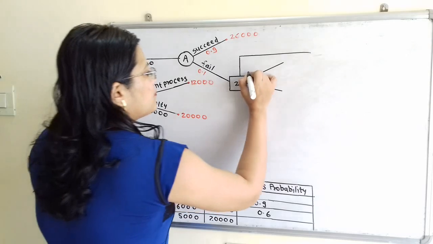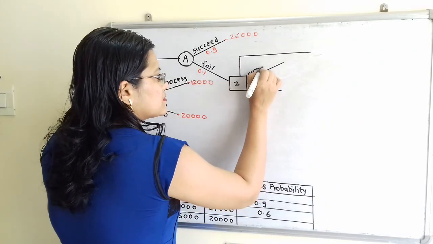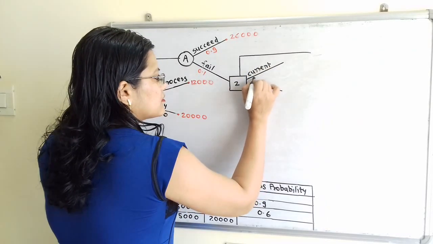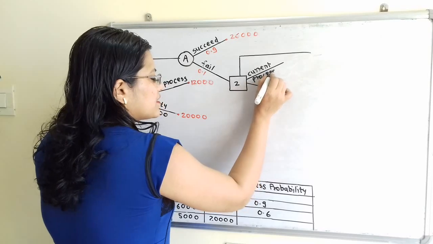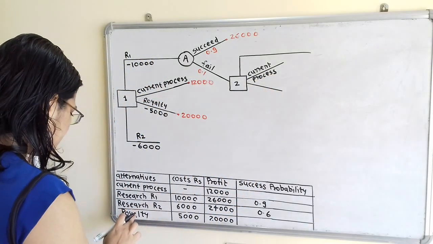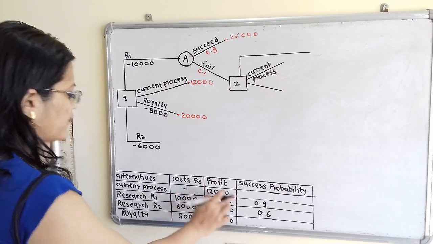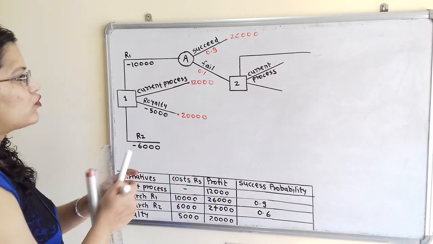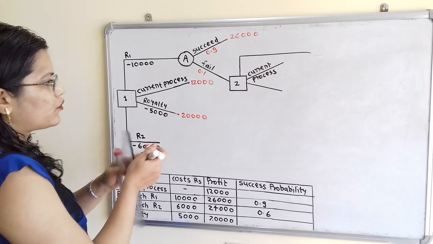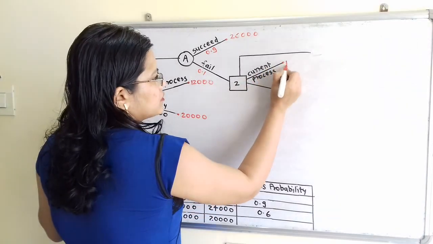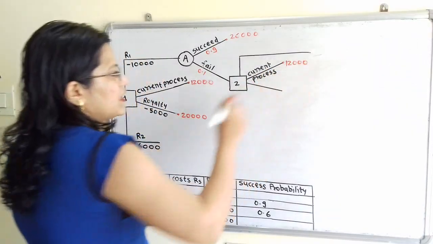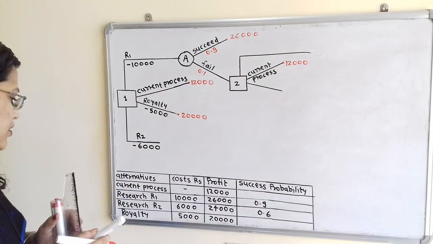So, current process. For this current process there is no cost, but the profit is 12,000. So we have to mention the outcome as a profit, that is rupees 12,000. Then the next is royalty.